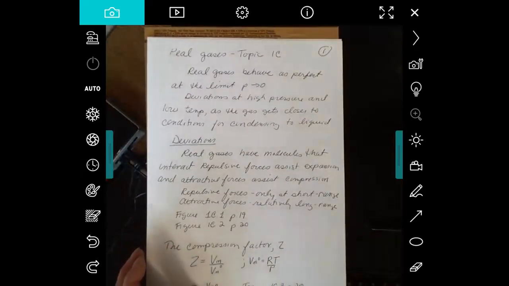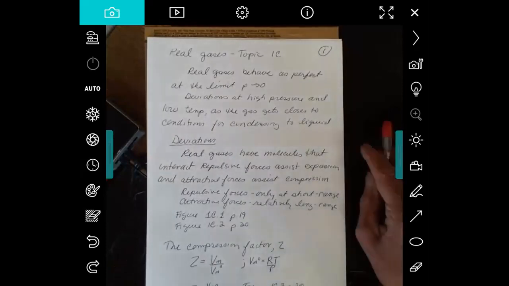So when we think about deviations from perfect behavior, real gases have molecules that interact. And so that's the reason why you have this deviation. If you have repulsive forces, it's going to force the system to have a larger volume, so it's going to expand. And if you have attractive forces between the molecules, it's going to compress it.